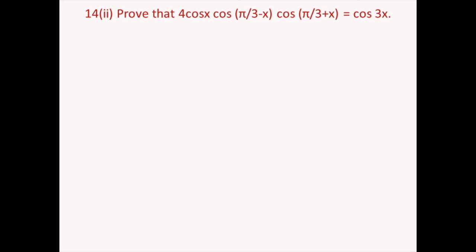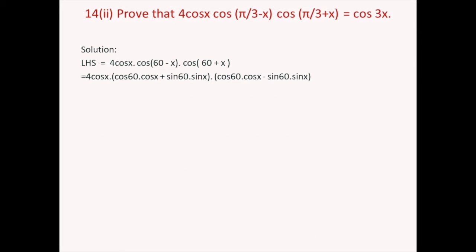Next question which I pick up says 4 cos x cos of pi by 3 minus x cos of pi by 3 plus x giving you cos 3x. Now first thing which I am going to do is substitute pi by 3 as 60. So now my question turns out to be 4 cos x times cos of 60 minus x times cos of 60 plus x. Now I know the identity that cos of a minus b is equal to cos a cos b plus sin a sin b. Similarly, cos of 60 plus x is cos a cos b minus sin a sin b.